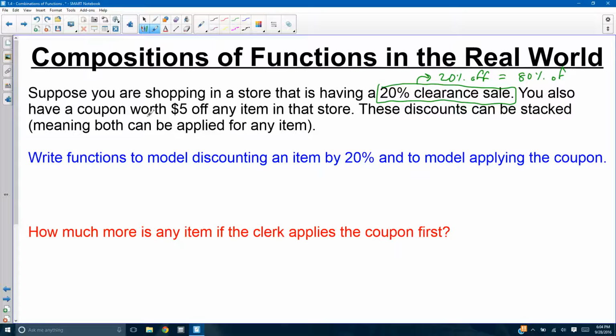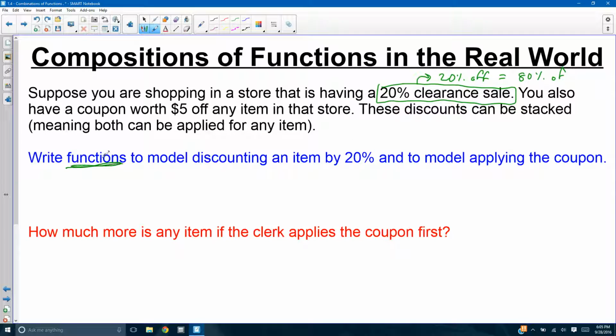You also have a coupon worth $5 off any item in that store. These discounts can be stacked, meaning both can be applied for any item. Okay, sounds good. So we can take that 20% off and then get $5 off of that, or we might be able to do $5 off and then 20% off of that. Write functions to model discounting an item by 20% and to model applying the coupon.